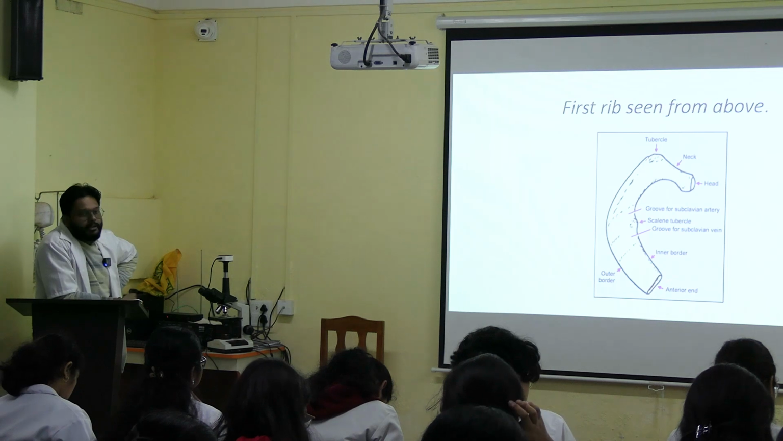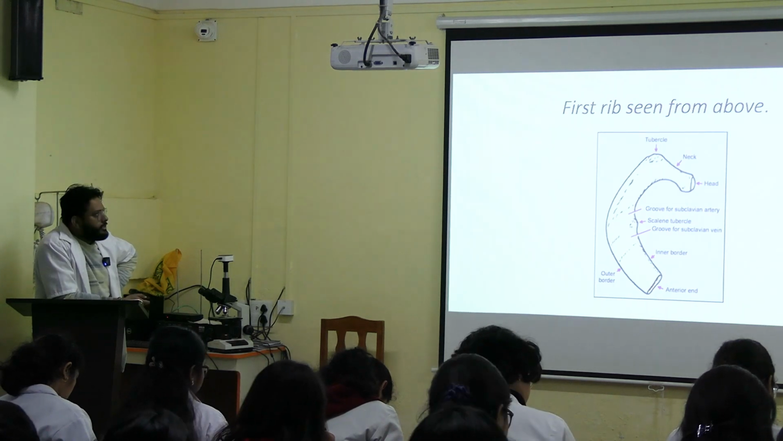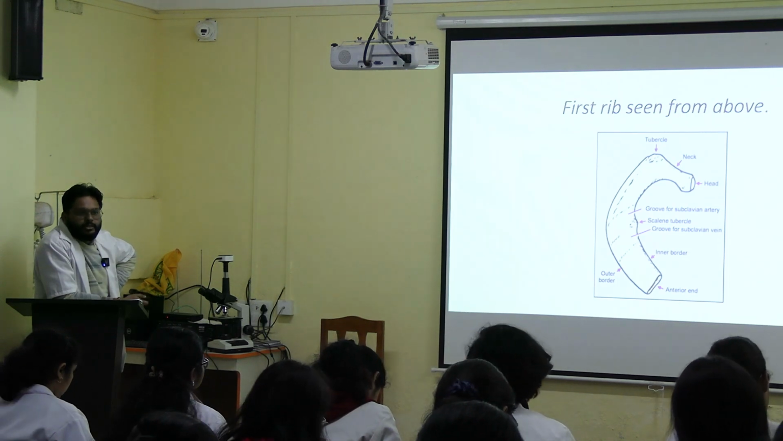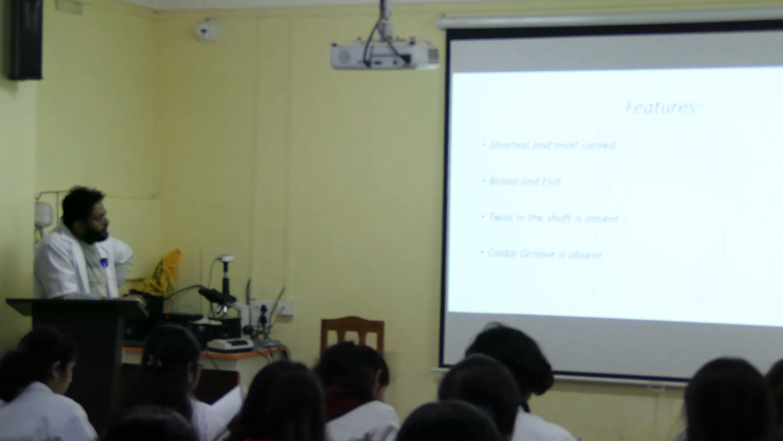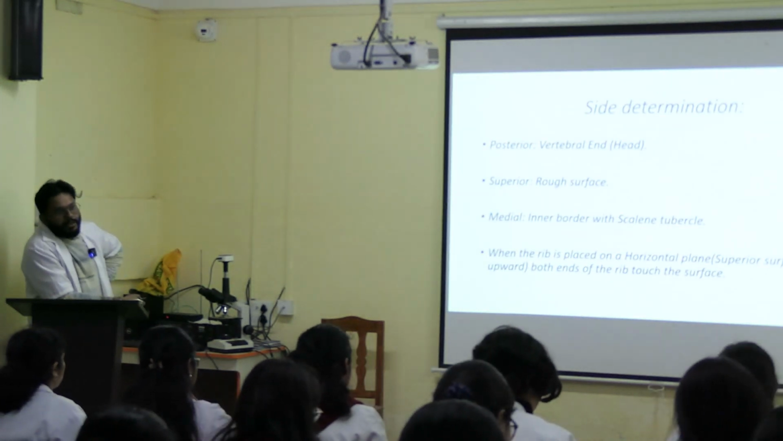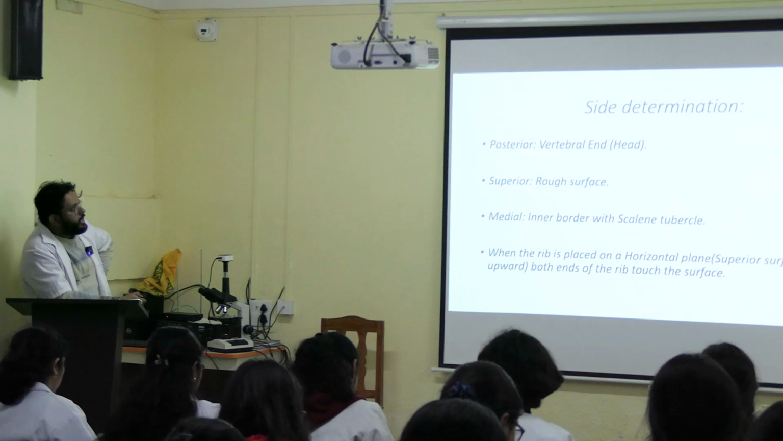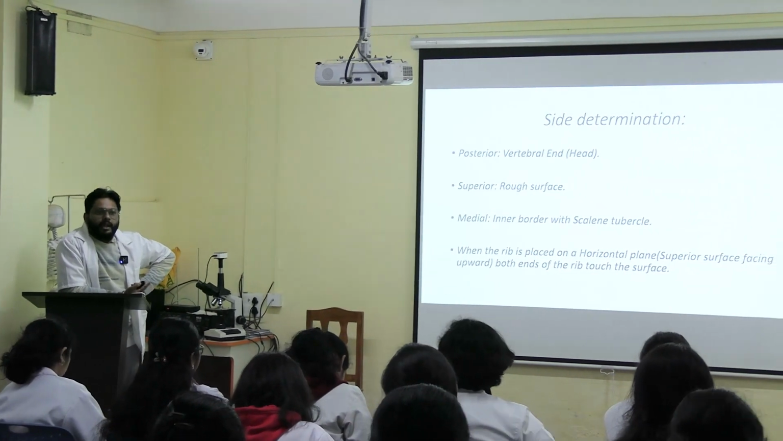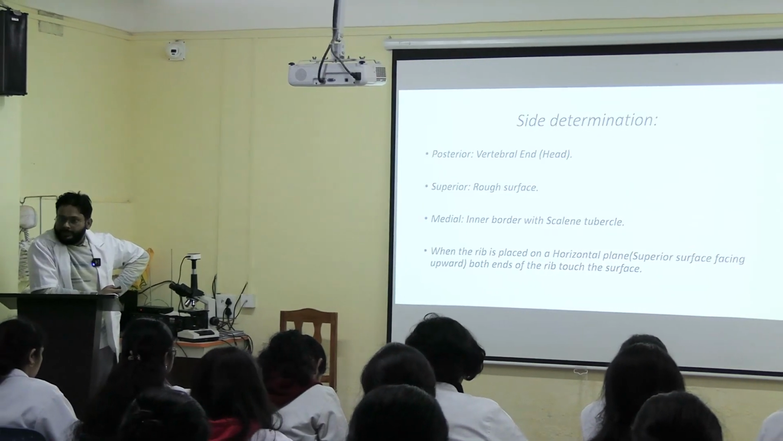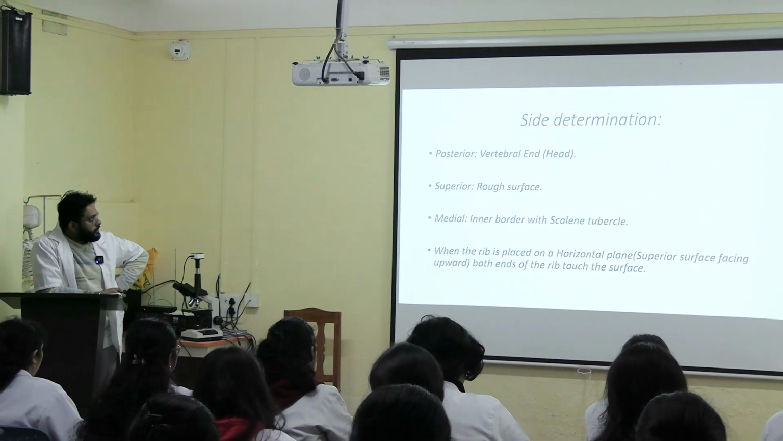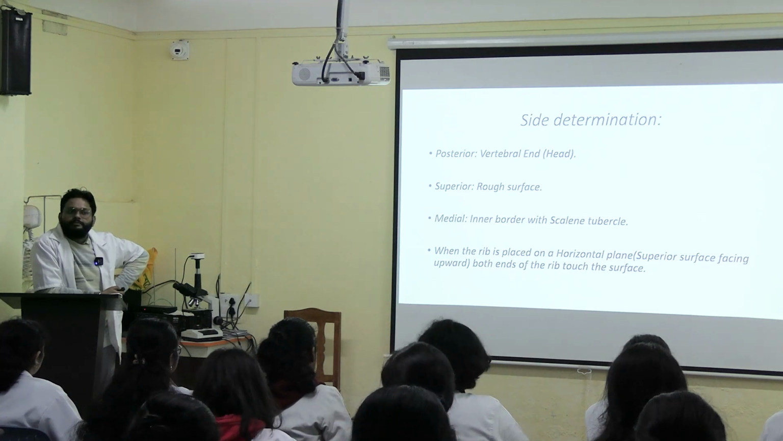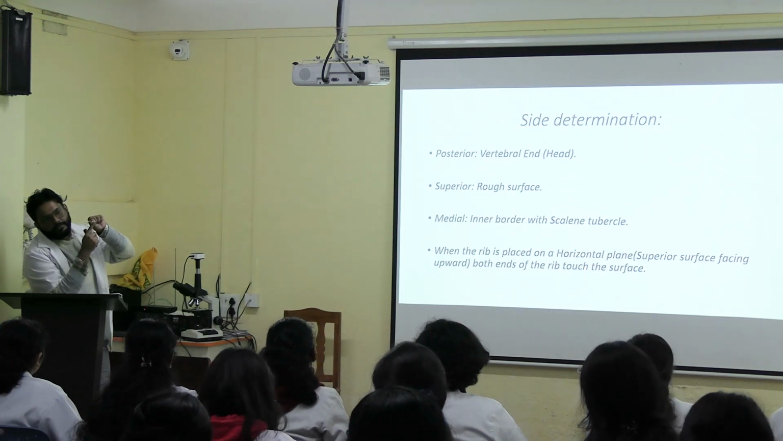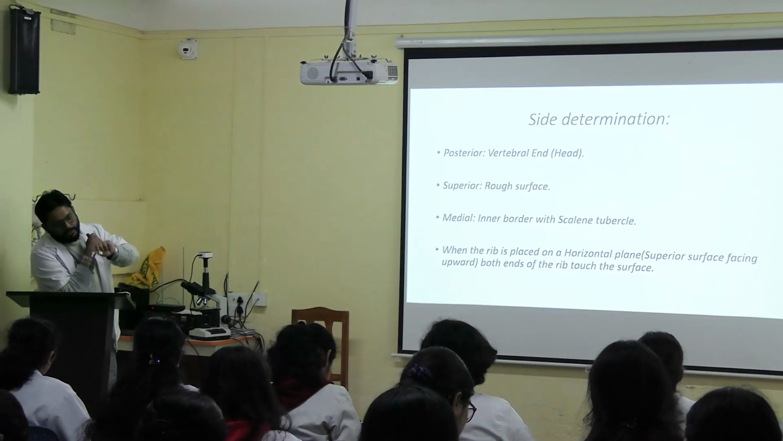The anterior end articulates with the costal cartilage. And the head articulates with the first thoracic vertebra. Now, side determination. I have already explained. The posterior end will be which one? Vertebral end. That is the head portion, right? The head portion is situated posteriorly. Anteriorly, it is not written, but which area? This one. The wide region. This one articulates with the costal cartilage.